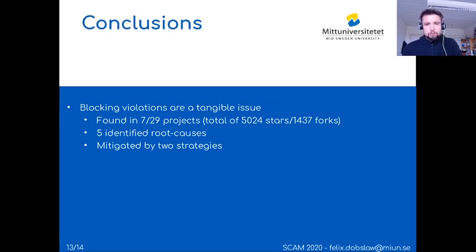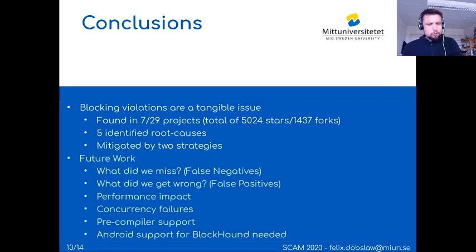So in conclusion, blocking violations are a tangible issue. 24% of the projects had them, and we made sure that the projects at least are used in our studies. We identified 5 root causes, 2 ways of mitigating those, and out of those 190 problems, we could actually make them all run and have the tests pass, which was nice. For future work, we got to look into false negatives. We had those 40% of code that we didn't cover. And what did we get wrong possibly?